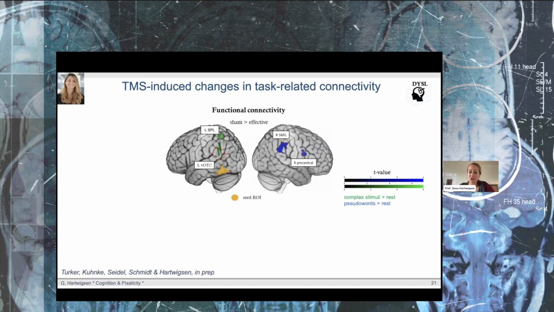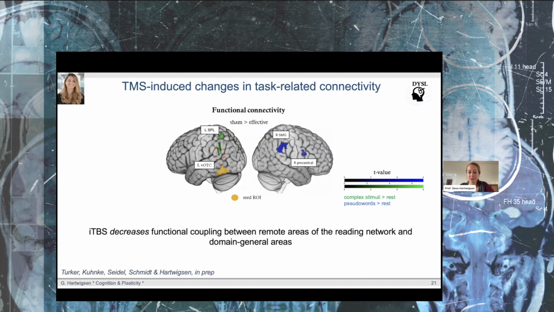And then we looked at changes in functional connectivity. We used seed regions from the predefined reading network and found that TMS decreases the functional coupling between remote areas of the reading network and domain general areas. So TMS over this TPC area changes the connectivity between other areas of the reading network and domain general areas. It was interesting to see a decrease in the connectivity. One might expect that the connectivity should be increased here.